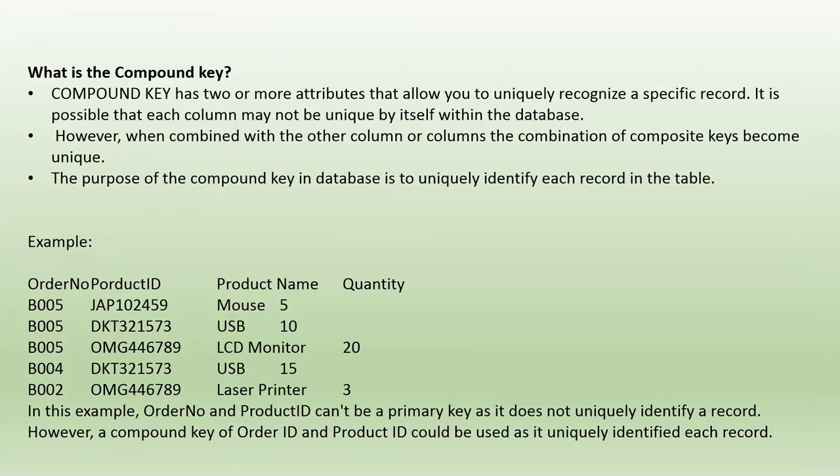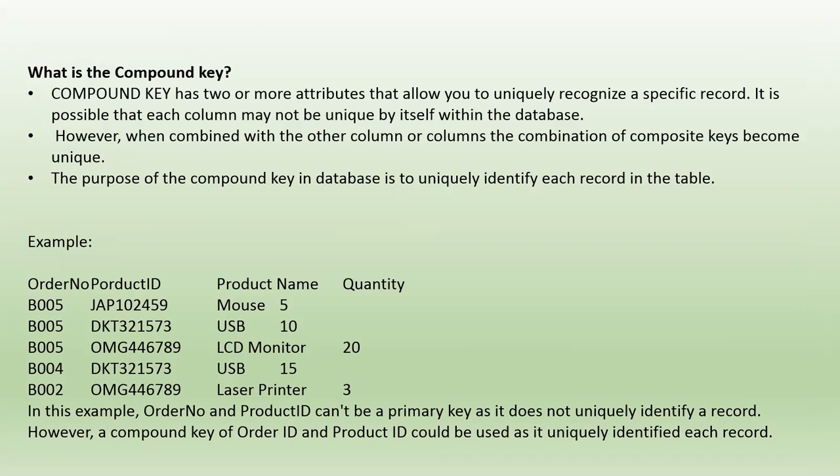Next one is compound key. A compound key has two or more attributes that allow you to uniquely recognize a specific record. It is possible that each column may not be unique by itself within the database. However, when combined with other columns, the combination becomes unique. The purpose of a compound key in the database is to uniquely identify each record in a table.